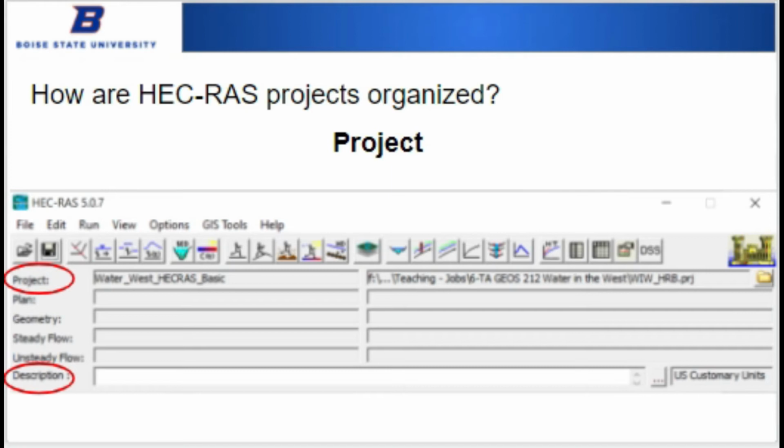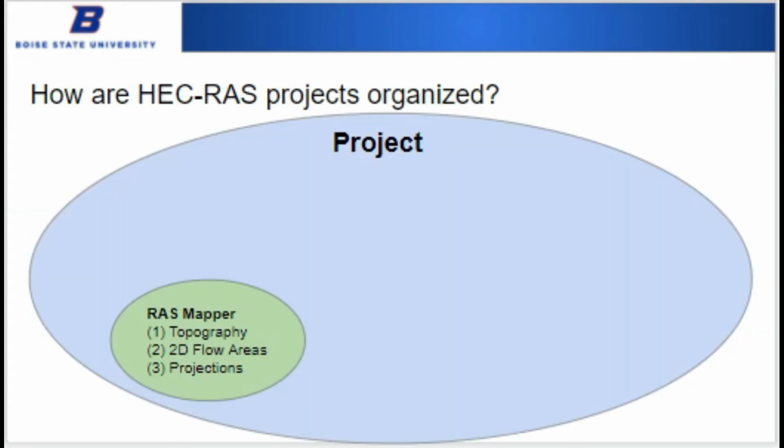Within the project, then, we use RASmapper to begin with. If we're starting with a 2D domain, we want to have a 2D model. So here you'll have to insert topography, which we'll talk about later with spatial data. You'll model 2D flow areas on top of it, and then you'll also need to determine what projection it is in.